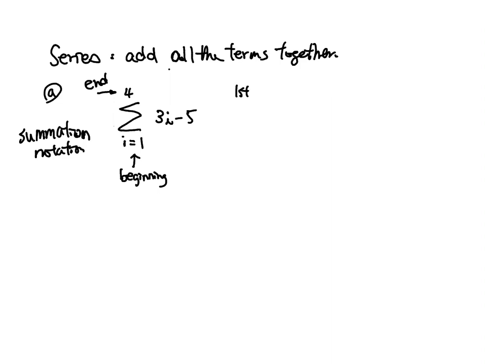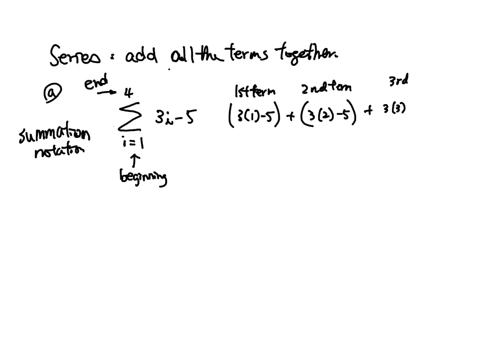So first term is going to be 3 times 1 minus 5 plus second term 3 times 2 minus 5. And we're going to keep going. 3 times 3 minus 5, sorry. Plus the fourth term, 3 times 4 minus 5.